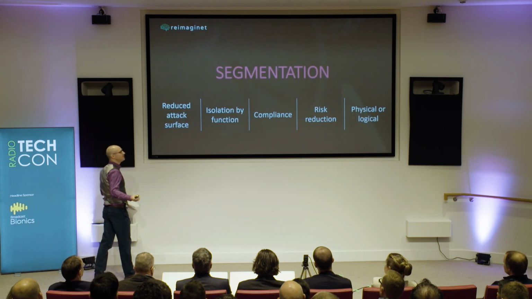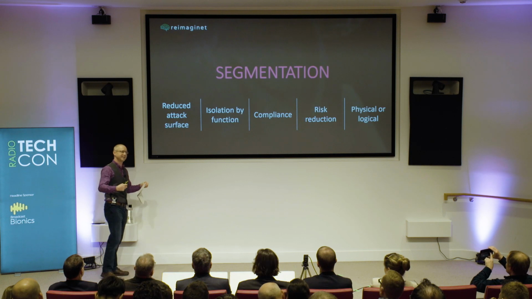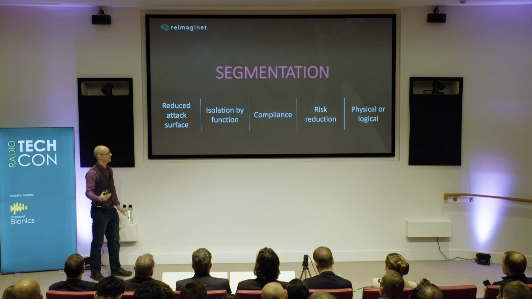So one of the ways we can do this is segmentation. We want to reduce the attack surface, and we're going to isolate our network by function. We can do this from compliance, so we can stop people looking at stuff that they shouldn't be. A big bit of this is about risk reduction, and we can do this physically or logically. Let's look at a realistic way of how we can apply this to a live network. Grossly simplified, but hopefully you'll pick up the idea.